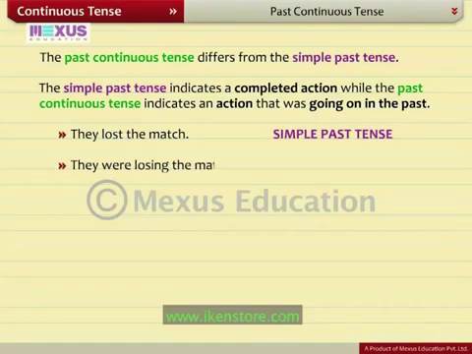They were losing the match. This is an example of the past continuous tense. It indicates that the action of losing was being continued in the past.